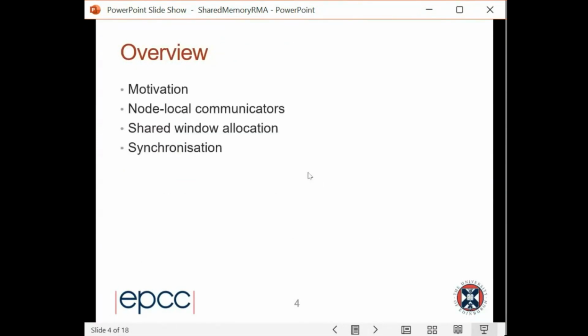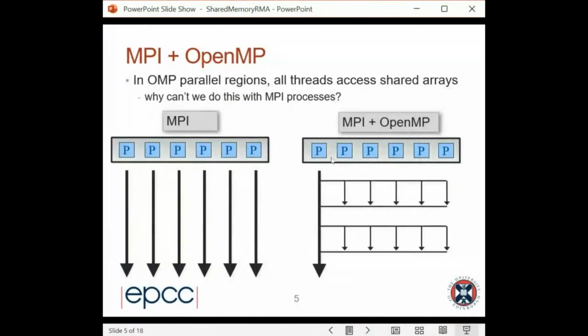So there's a motivation. It's actually quite a short talk, but there's quite a lot of things to digest. There's motivation, node local communicators, shared window allocations, and synchronization. But I'll talk about the motivation here. In OpenMP parallel regions, all threads access shared arrays. Why can't we do this with MPI processes, as we've seen in that diagram before?